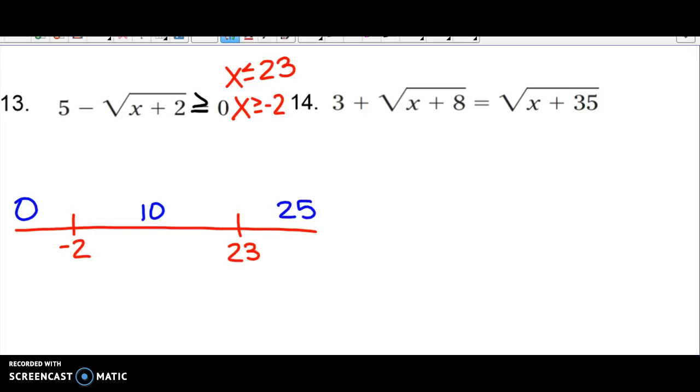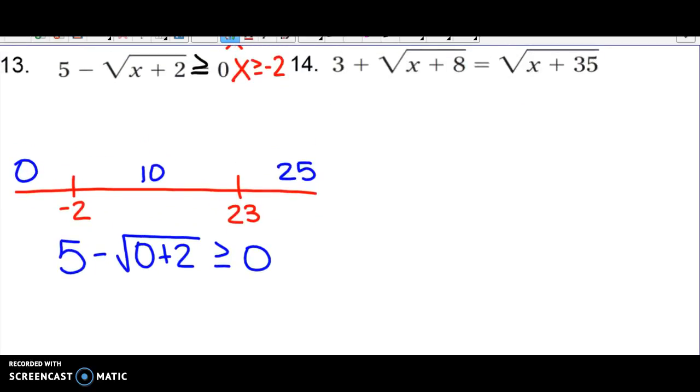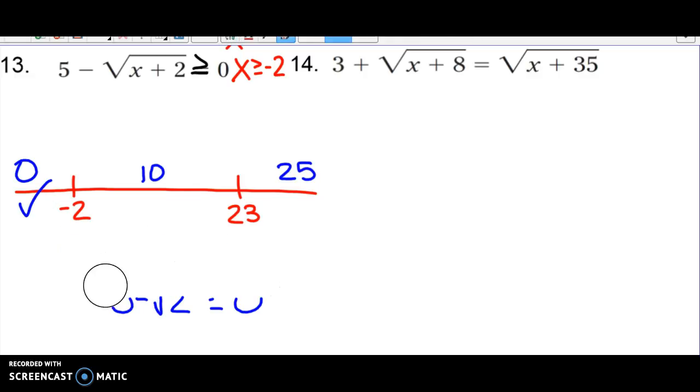Okay, so let's start plugging them in and see if they work. So 5 minus the square root of 0 plus 2, is that greater than or equal to 0? This is kind of easy to do when one side is equal to 0, because then you don't have to worry about, is it equal to that? So anyway, 5 minus the square root of 2, is that greater than or equal to 0? Yes, it is. Okay, so now let's plug in a 10.